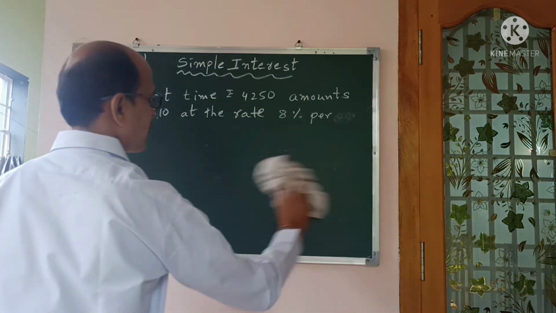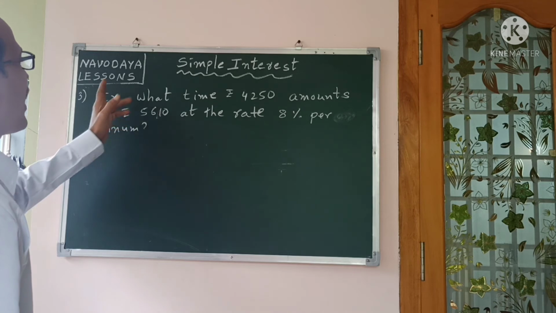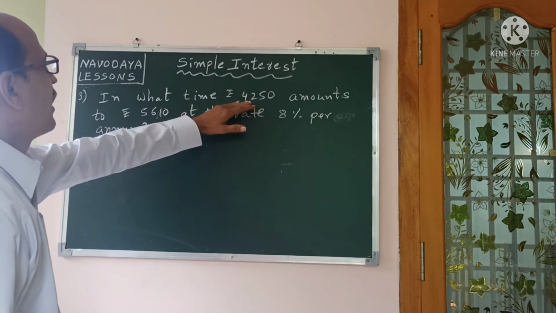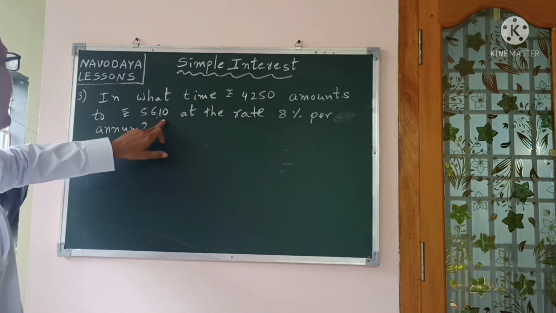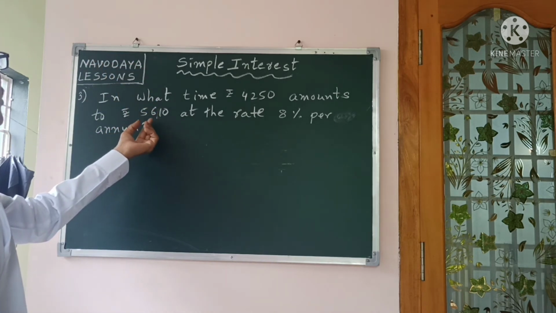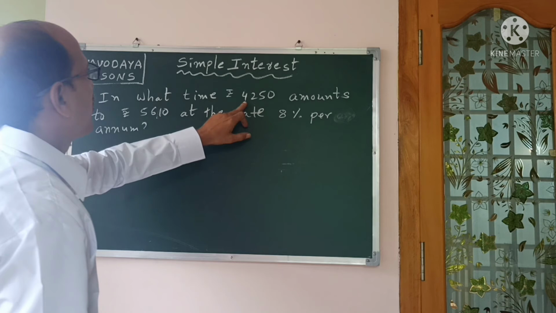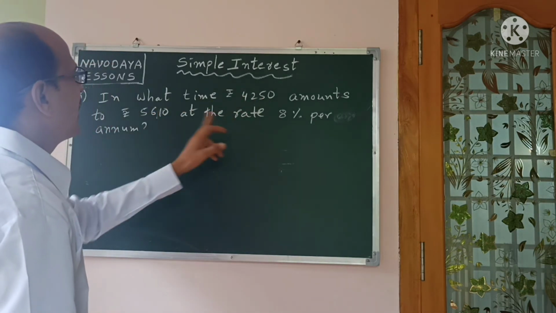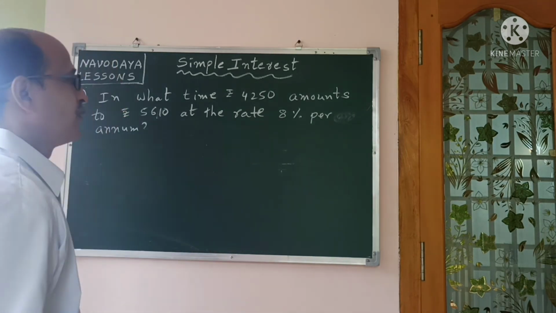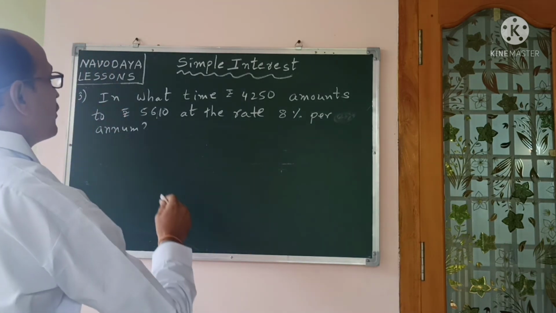Now observe keenly the question. What you have to find in this question? In what time? We have to find the time here. He gives principal, and this principal rises to amount 5,610. The amount he pays the bank is 5,610. So what is interest? We have to subtract 4,250 from 5,610, and we will get interest. Here rate of interest is 8%. Per annum means 1 year. Annum means year. Now write the data. In every problem you have to write the data. That is a very important thing.